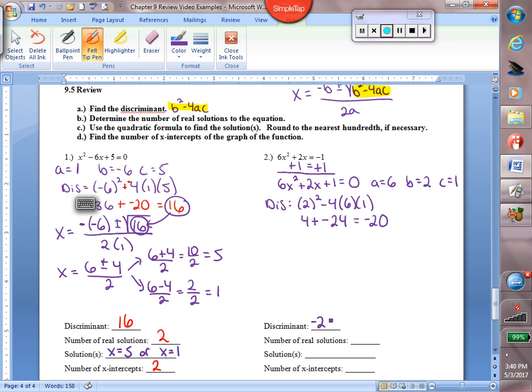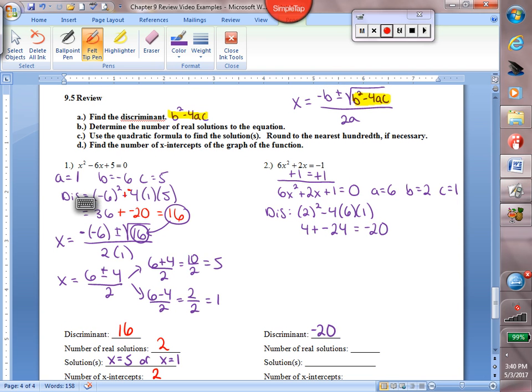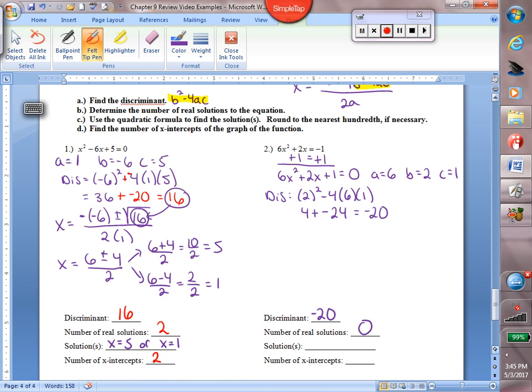So if our discriminant is negative, remember, we can't take the square root of a negative, and again the discriminant is the piece that's underneath that square root in our quadratic formula. So the number of real solutions would be 0. If we went to graph, we also wouldn't have any x-intercepts, and for solutions we would say no real solutions.